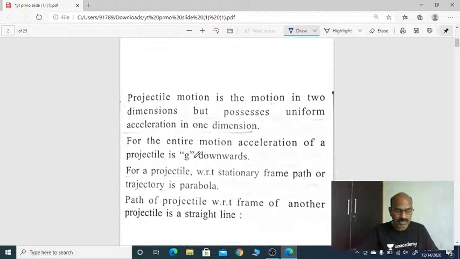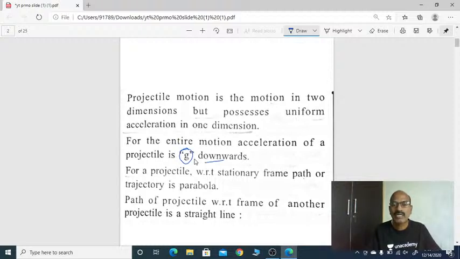Examples for projectile motion: a cricket ball thrown by the fielder, a bullet fired from the gun, a javelin thrown by an athlete, a jet of water from the rubber tube impelled into air. If you drop an object in a moving train through the window, or an object is dropped from the aeroplane or helicopter, these are all examples of projectile motion. Throughout the entire motion, the acceleration of the projectile, g, is downward.